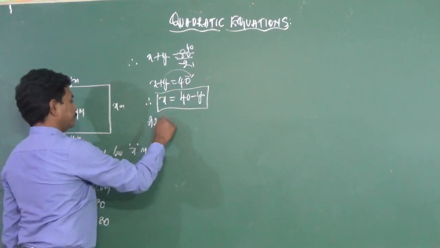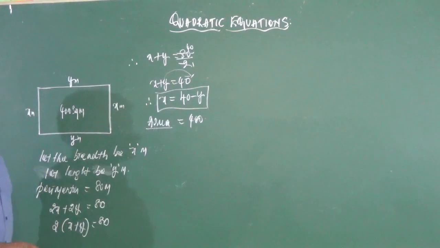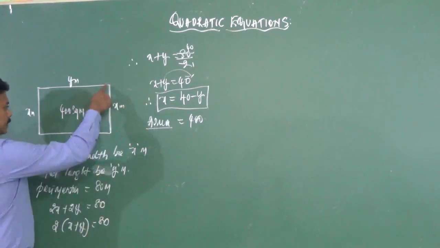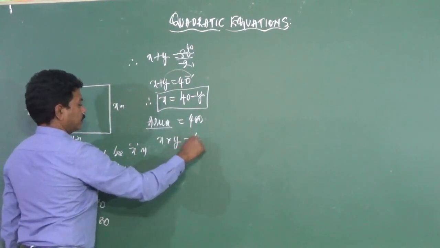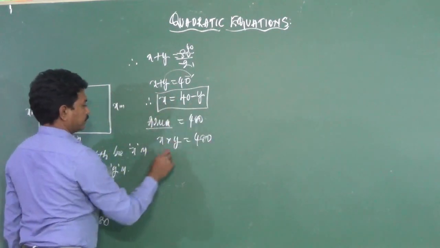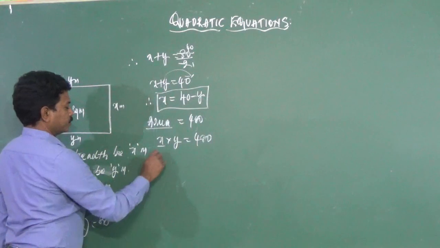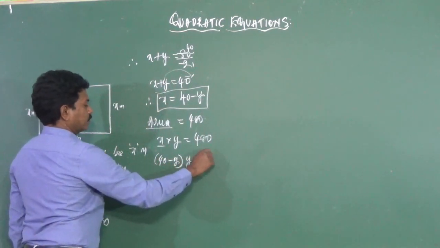So area is equal to 400. Therefore the area of the rectangular park can be measured by using the formula length into breadth, that is y into x or x into y is equal to 400. Here we can see x is 40 minus y. So instead of x I can substitute 40 minus y, into y is equal to 400.